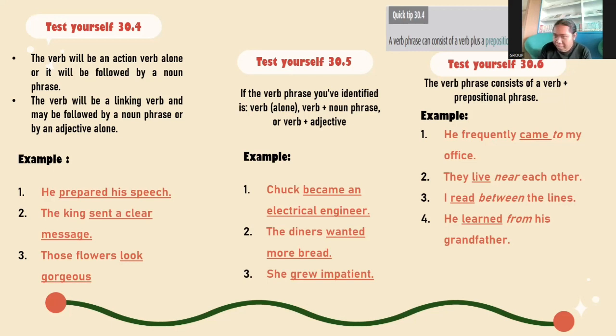Test yourself 30.6, the verb phrase consists of a verb plus a prepositional phrase. For the example, the underline is a verb, and the italic is the prepositional phrase. So number 1 is, he frequently came to my office. Came is a verb, and to my office is the prepositional phrase. Number 2, they live near each other. Live is a verb, while near each other is the prepositional phrase. Number 3 is, I read between the lines. Read is a verb, and between the lines is the prepositional phrase. Number 4, he learned from his grandfather. Learned is a verb, and from his grandfather is a prepositional phrase.